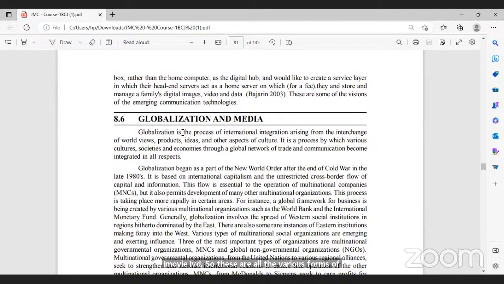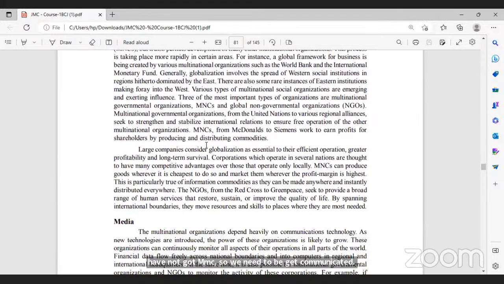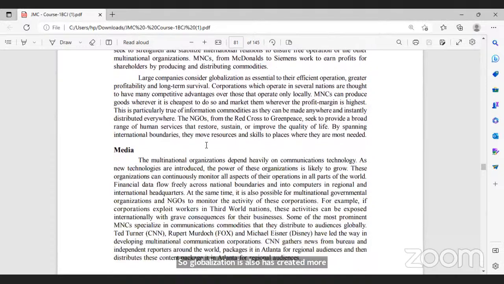So, globalization in media. We understand that globalization is a process of international integration arising from interchange. The world has turned into a global village because of globalization. Globalization became a part of a new world order after the end of the Cold War in the 1980s. This flow is essential because we now have MNCs, so we need to communicate. So globalization has also created more of a communication revolution.